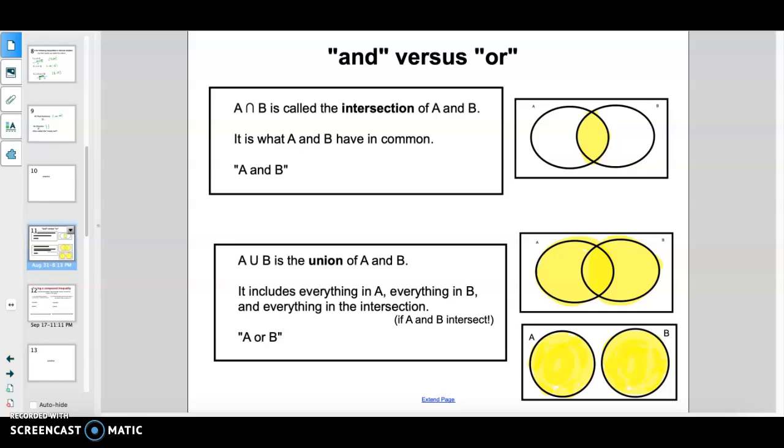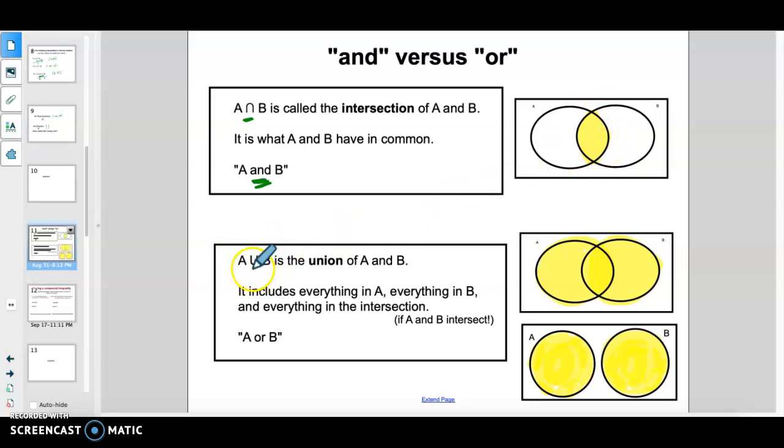Once we start working with compound inequalities, we're going to run into AND situations and OR situations. A fancy way you might see AND represented is with this symbol. This is saying A intersects B, and it's called the intersection of A and B. When you see this symbol, it's representing an AND situation, and this is what A and B have in common. So if it's something in A and something in B, it's what they share.